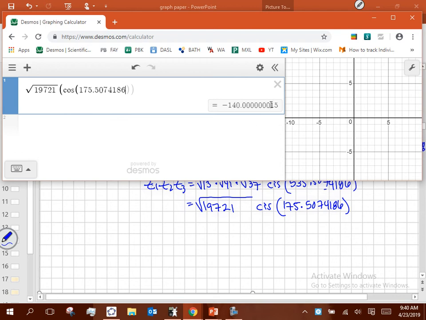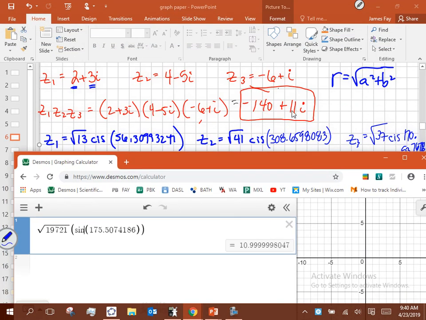And now, why is the 15 there? Rounding error, right? Okay. If I change this to sine, it gives me 10.99999. What's that pretty close to? 11, right? And the only reason that it's different is because of the rounding error. That kind of makes sense?